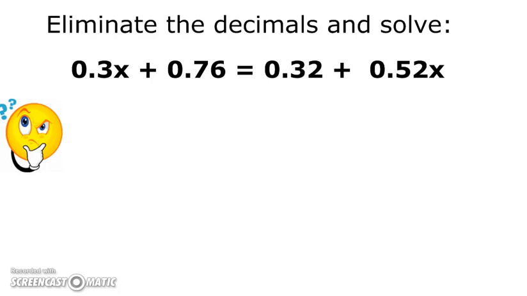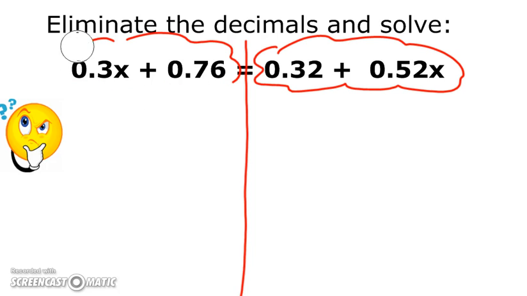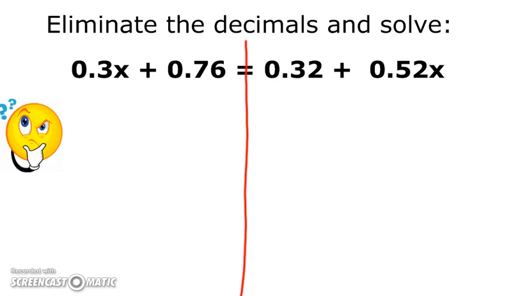All right, last example is going to be 0.3x plus 0.76 equals 0.32 plus 0.52x. Draw your line. Look at your steps. Is there anything for distributive? No. Is there anything to combine like terms? Well, on this side, there's nothing. On this side, there's nothing. So I don't need to combine like terms. There are no fractions for me to get rid of, so I know that my next step is to put variables on one side and constants on the other.